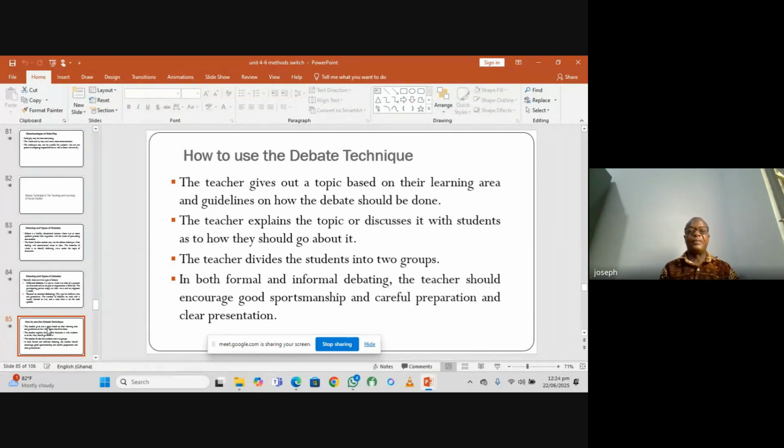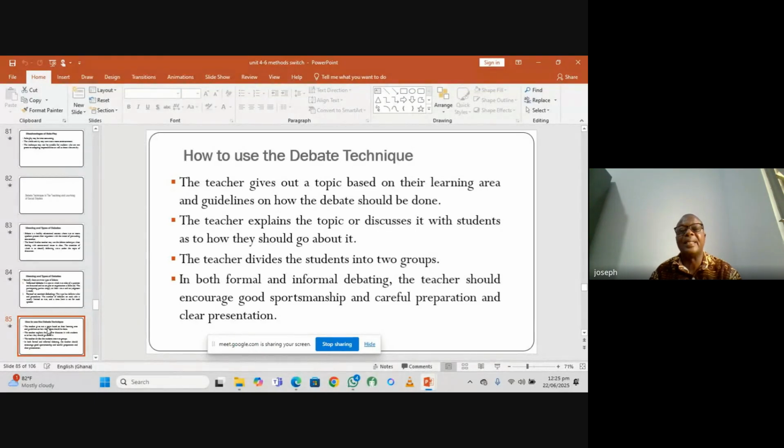In both formal and informal debating, the teacher should encourage good sportsmanship, careful preparation and clear presentation. It's a form of what? A way of learning. So it's not about fighting one another. You are arguing your point. That's why we say it's a healthy competition. You want to outweigh your opponent based on the points you raise so far as the debate topic is concerned. So it's not a fight between the two opposing sides. That's why they must exhibit good sportsmanship in their argument.